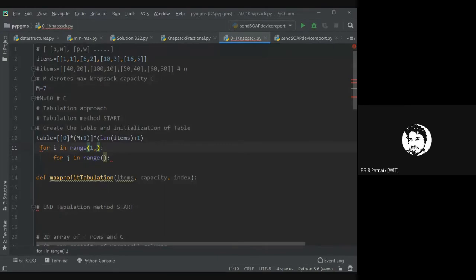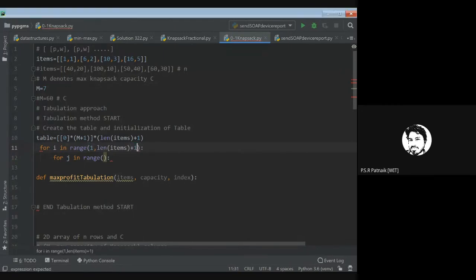So I want to include that as well, till max where it will go. If I just say length of items, this will be excluded, right? I want to include that.